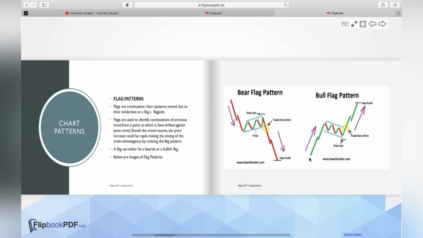That's how it is. After an impulse, the initial impulse is the flag pole. Then the correction forms the flag itself. These patterns, when they are spotted, are mostly continuation patterns. After the impulse and the correction, it continues to the upside.